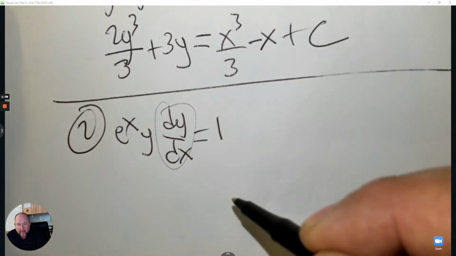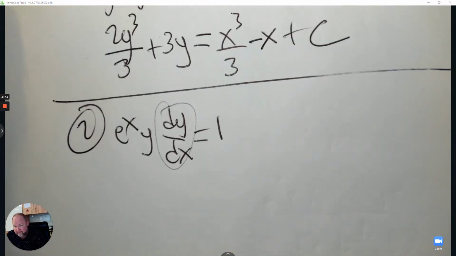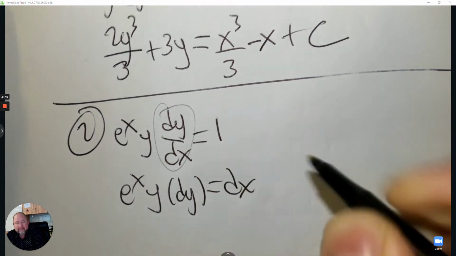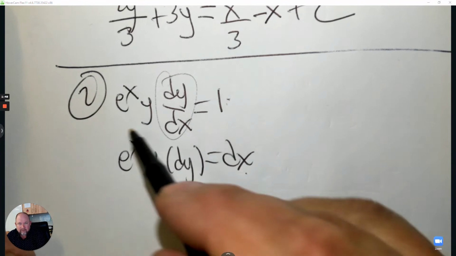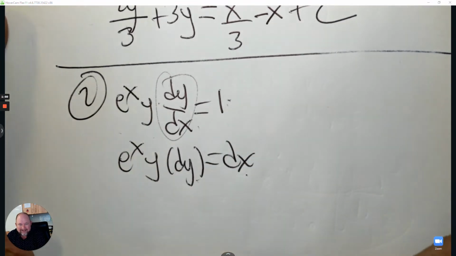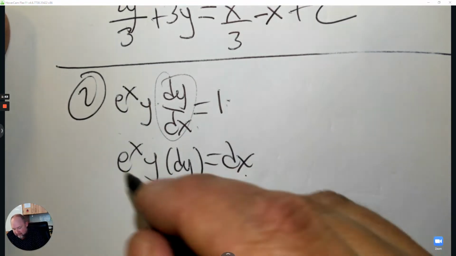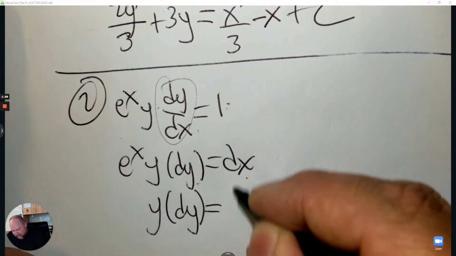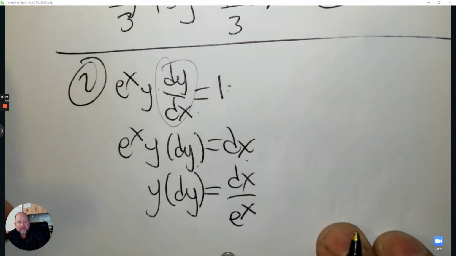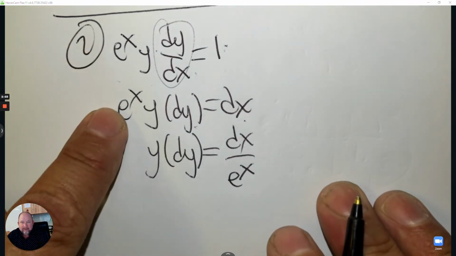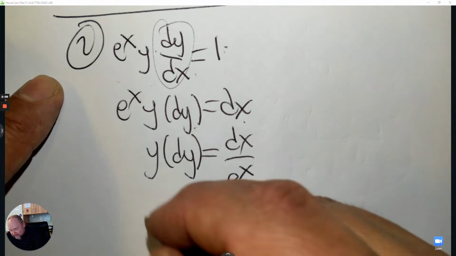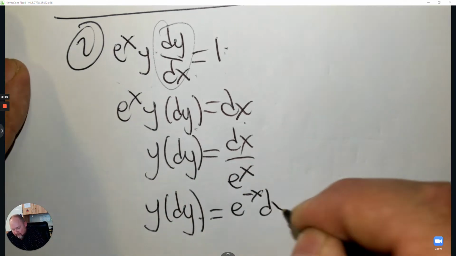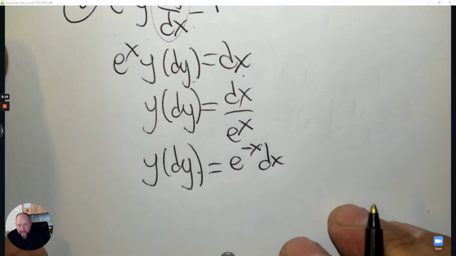Notice we already have dy by dx. So a good step is to multiply by dx to begin with. So I'm going to multiply by dx. 1 times dx, the dx is crossed out. So there we go. And then I want to separate this. So I'm going to divide by e to the x. I'm going to make that calculus friendly. So I'm going to write that as e to the negative x dx. That way I can apply rules to it.